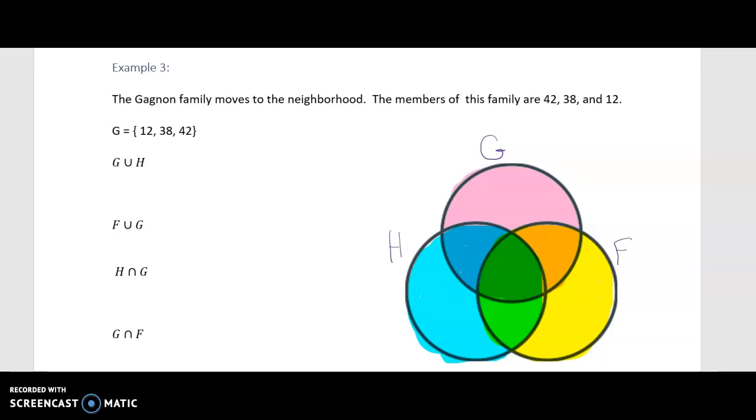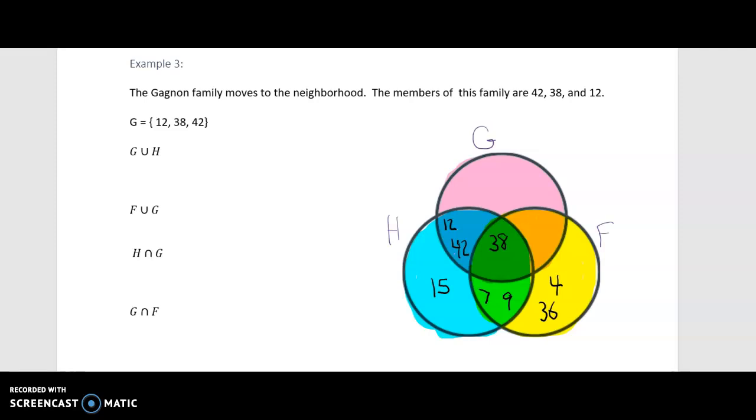This more orange section on the right represents where the Gagnon family and the Fitzgerald family overlap. In the center here, where we have this dark green spot, that's where the Hammond, Gagnon, and Fitzgerald families have an age that all overlaps. That would be the intersection of all three areas. Go ahead and fill in your Venn diagram with the data, and then we'll check in. Pause the video now.